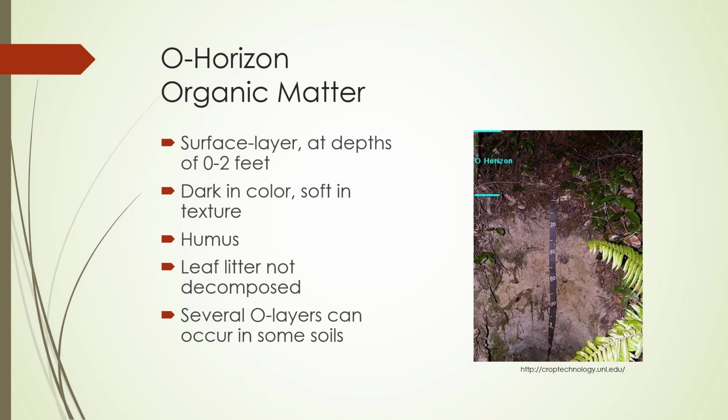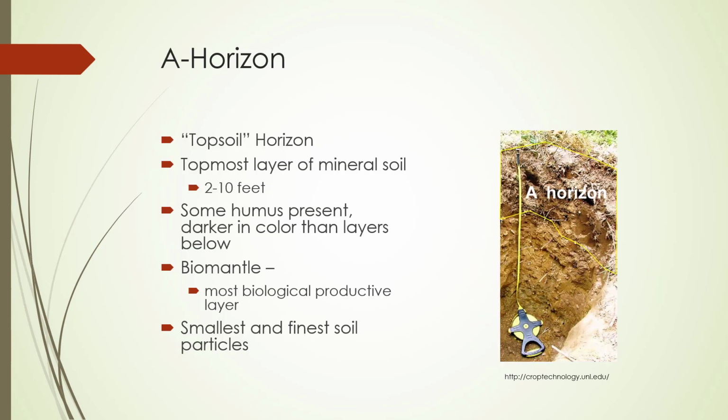So the O horizon is the surface layer at depths of 0 to 2 feet, though unlikely to have 2 feet in this particular area. It's dark in color, very soft in texture. It's composed of humus and leaf litter that's not decomposed. And some soils actually have several O layers in them, especially more organic soils.